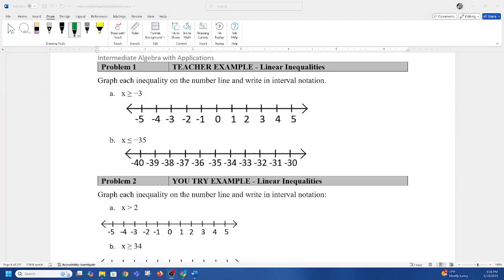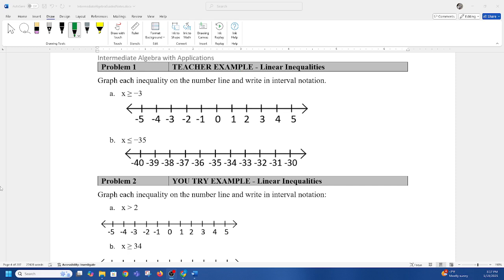In problem 1, we are graphing each inequality on the number line and then writing the solution set in interval notation. When graphing these inequalities, we have to be careful as to what inequality is here. You can see in part A, we have a greater than or equal to sign. In part B, we have a less than or equal to sign. Determining whether it is greater than or less than is going to determine which side the line points to, whether it's pointing left or pointing right.